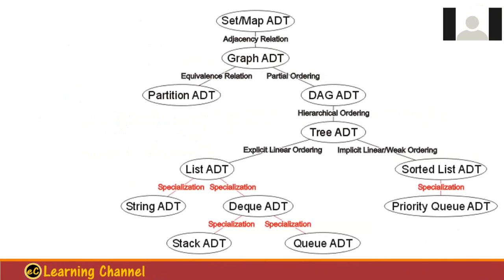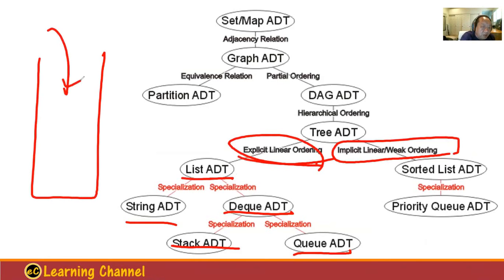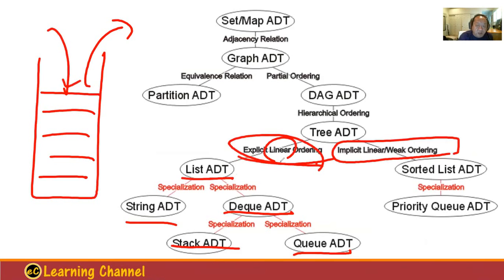Okay, so here is a chart for different ADTs. We have explicit linear ordering, and some are implicit data structures. What are these differences? Stack, string, queue, deque, list: these are explicit. Explicit means what? I have a stack, right? I push, and then I pop. So the data has an explicit ordering.